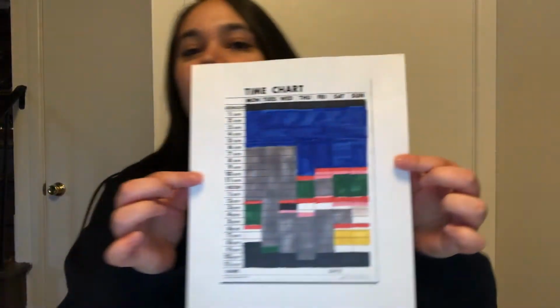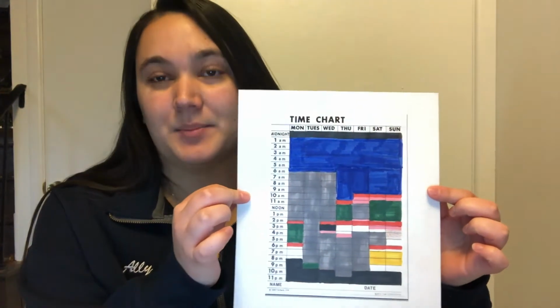You can use different color writing utensils, such as markers, crayons, colored pencils, anything that's a different color, to color in the boxes in the column on the time chart as seen here. These colors match items on the color code. As you can see here, this time chart has multiple colors that represent different tasks and activities. Here is this completed time chart.